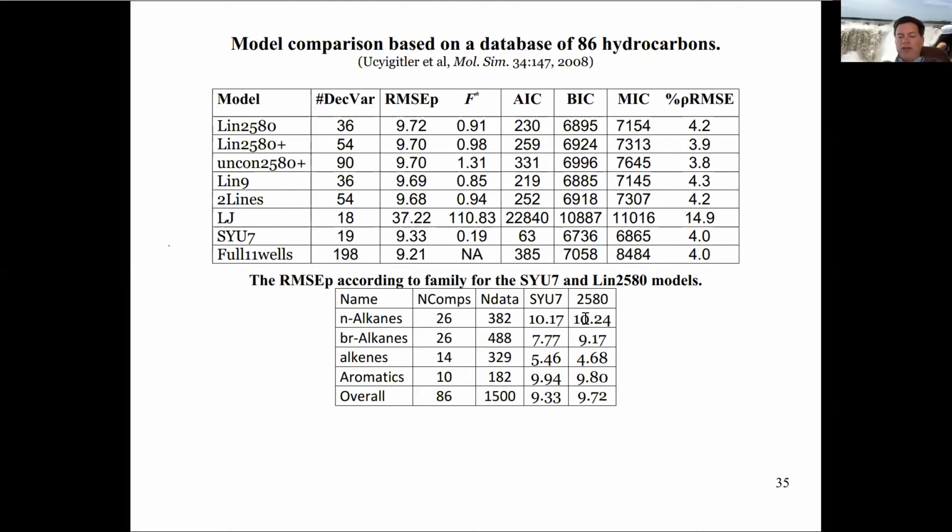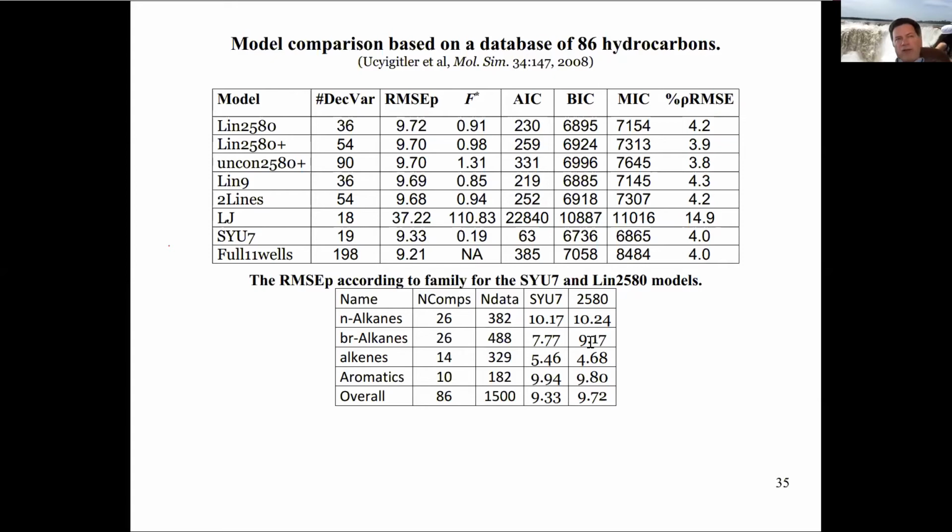What you see here are the various differences in the root mean squared error for vapor pressure that we get from the different instances. 2580 is a little worse sometimes, a lot worse for the branched alkanes, a little better for the alkenes, a little better for the aromatics. So it's a trade-off, and it's really the branched alkanes that are somehow killing this linear 2580.